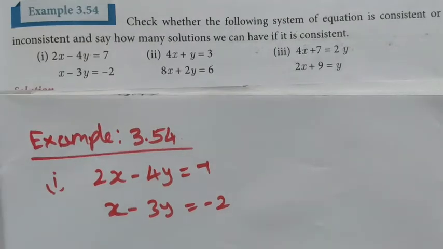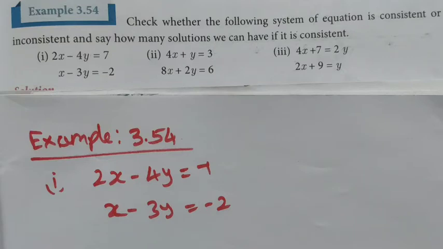Consistent means it has a solution, or is congruent or corresponding; like this we can use the word for consistent. To find this, we have the formula a1 divided by a2 is equal to b1 divided by b2 is equal to c1 divided by c2. That is the ratio of coefficients of x, then the ratio of coefficients of y, and then the ratio of the constant terms. By this we can find out how many solutions there are.